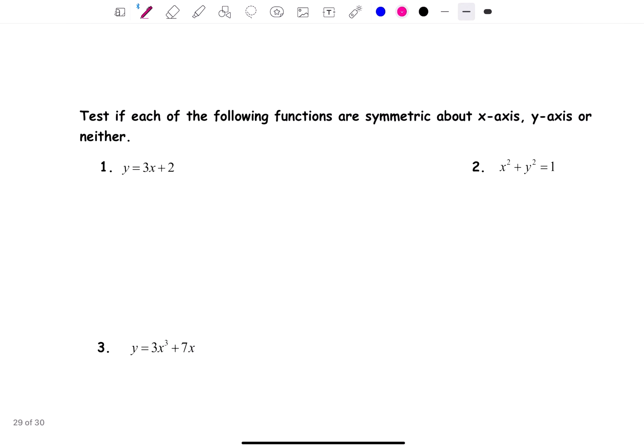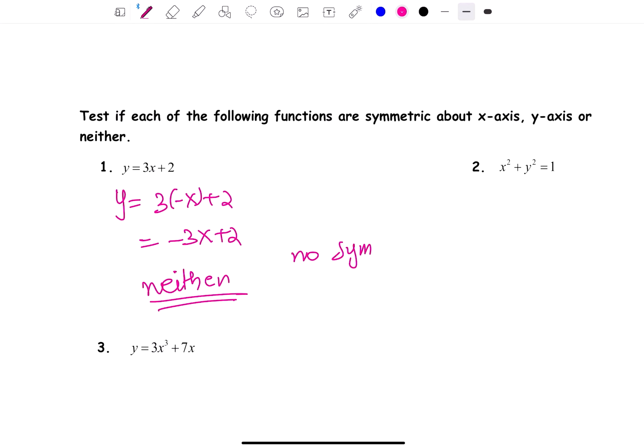Okay. Next, there are a few try-me problems. Go ahead, pause for a minute, try these problems, come back and check. So if we replace x by negative x, this is going to be negative 3x plus 2. This is again going to be neither, no symmetry.